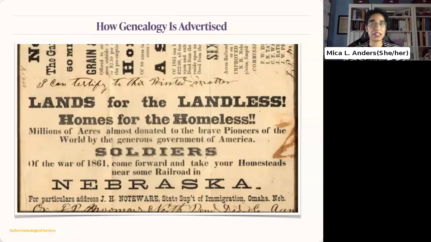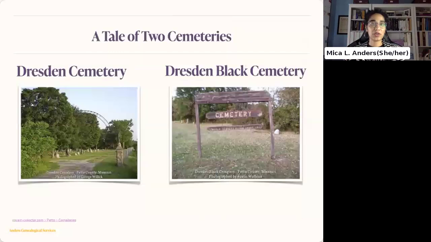Going to switch topics here and talk a little bit about some other places this disparity and this difference shows up. So this I call the tale of two cemeteries. There are two cemeteries in Pettis County, Missouri, named Dresden Cemetery. One's called Dresden Cemetery. One's sometimes called Dresden Black Cemetery. Sometimes it's just called Dresden North Cemetery. This is where my family is buried, there in Dresden Black Cemetery.